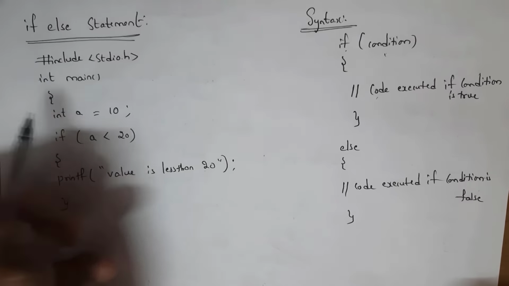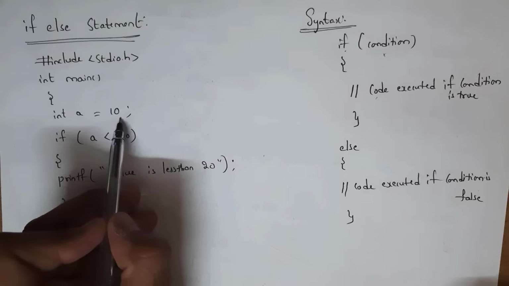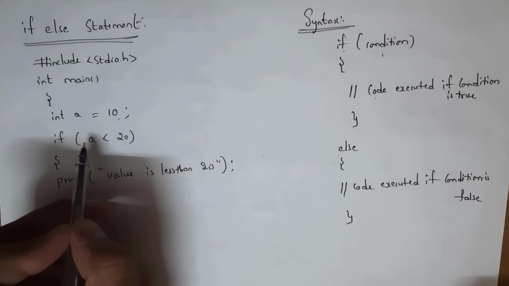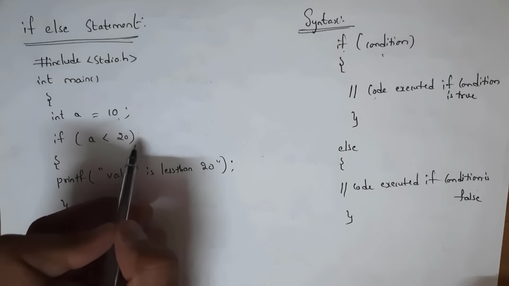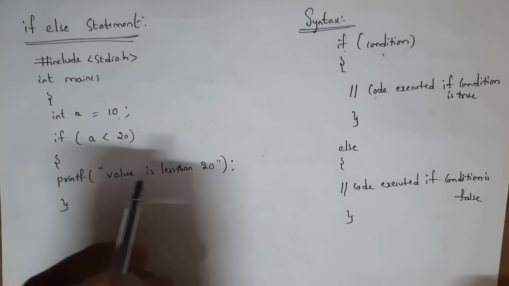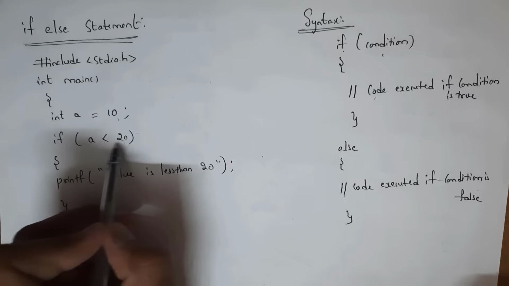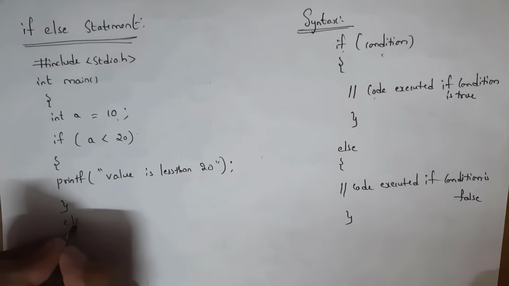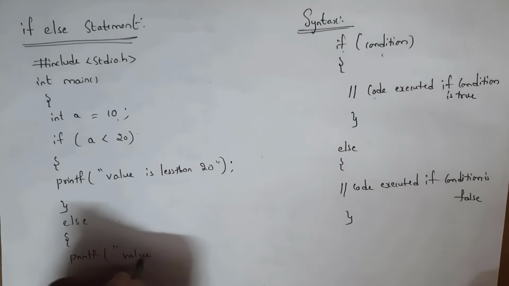This is program. Here I written int a equal to 10. I given value of a as 10, and I am giving condition, that is if a value is less than 20, guys, you need to write this a less than 20 in brackets, and you should never use semicolon here. Open bracket. Here I am giving statement, that is printf value is less than 20. If this condition is satisfied, then the statement will be executed. Or if condition is false, so I am writing here else printf value is greater than 20.